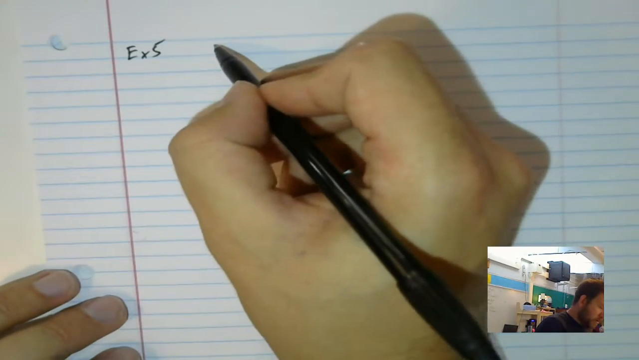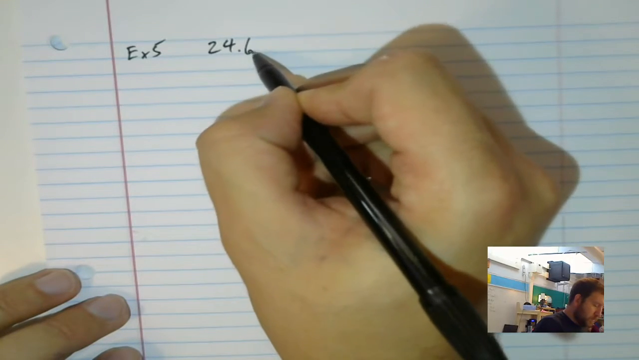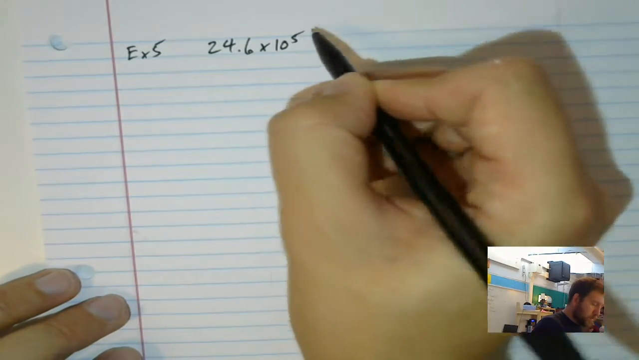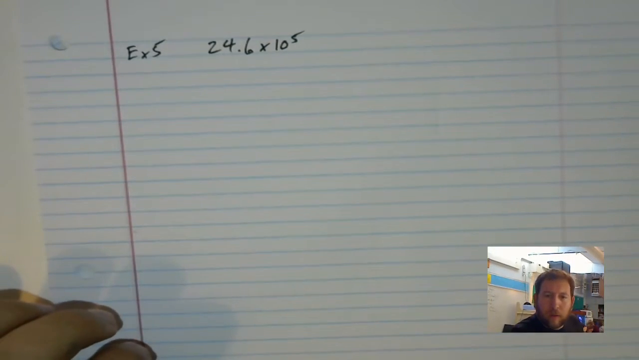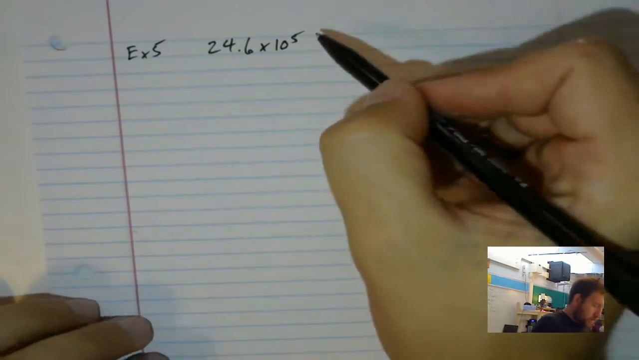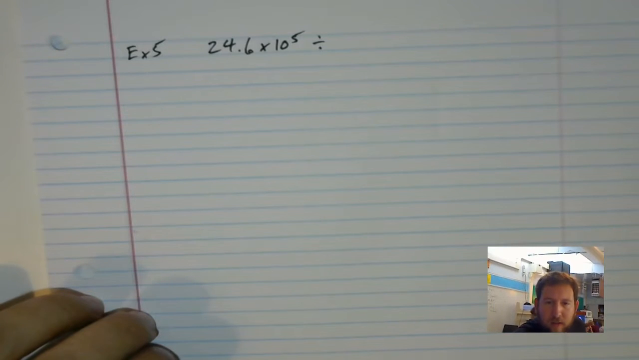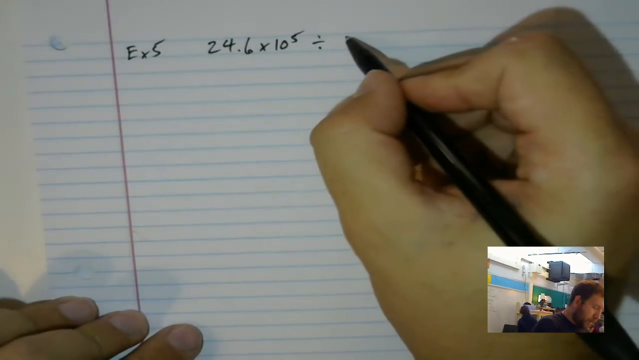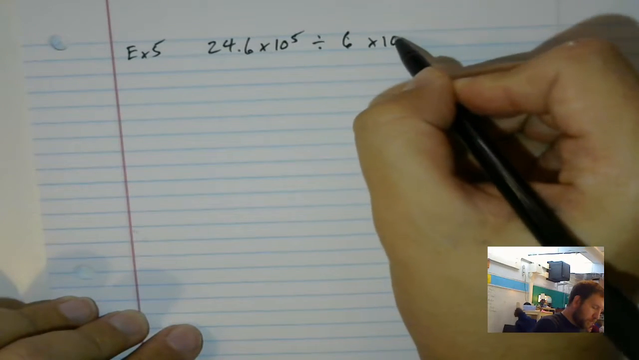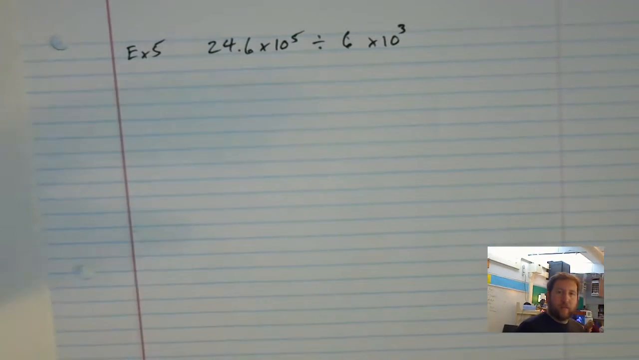this one. We've got 24.6 times 10 to the 5th, divided by, oops, I lost it, 6 times 10 to the 3rd. Alright, so again our steps. Where'd I put all my steps? I lost them.